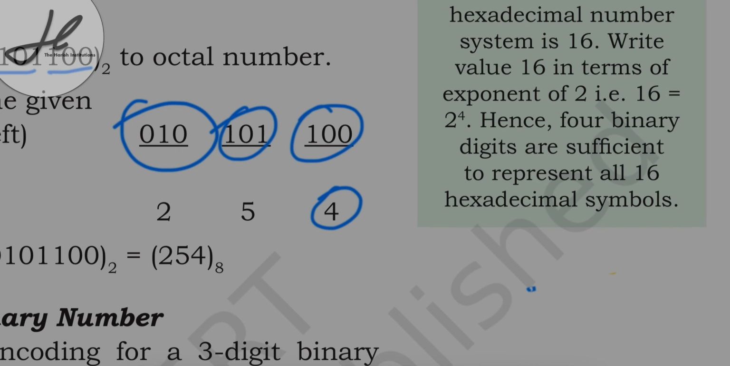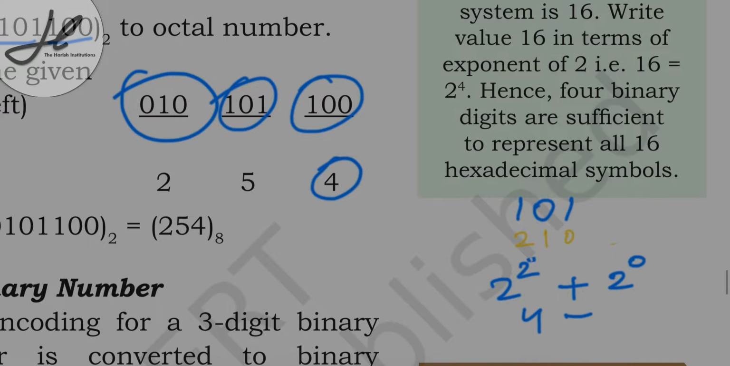Then for the next 101, positional numbers 0 1 2. So we will write 1 into 2 to the power 2. Then middle one is 0, so we will skip it. So 2 to the power 0, because positional value is 0. So 2 to the power 2 is 4 and 2 to the power 0 is 1. So 4 plus 1 is 5. We can see 5 here.